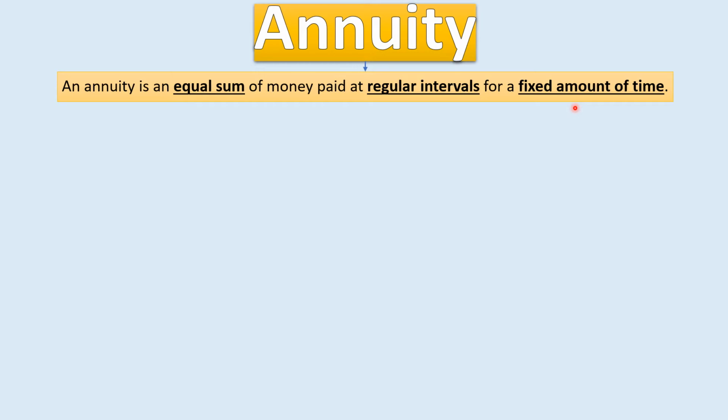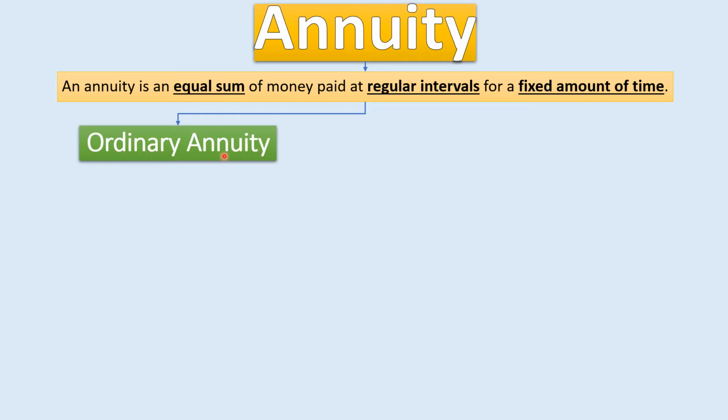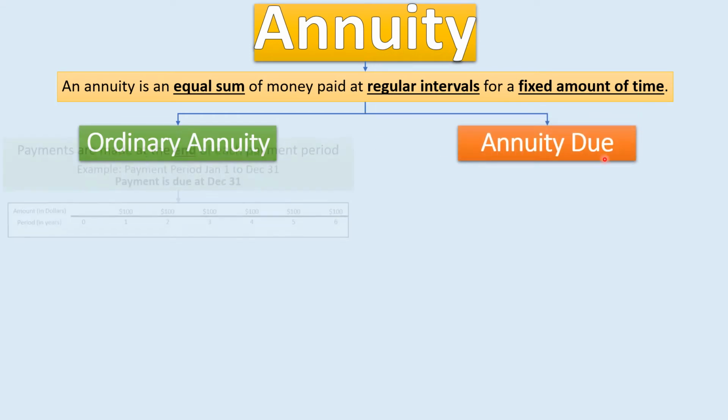They're different than perpetuities. Perpetuities are an indefinite period of time, whereas annuities are a fixed period of time. Perpetuity is a story for another day. We'll focus on annuities. Anyways, moving on, there are two types of annuities. There's an ordinary annuity and there's an annuity due.